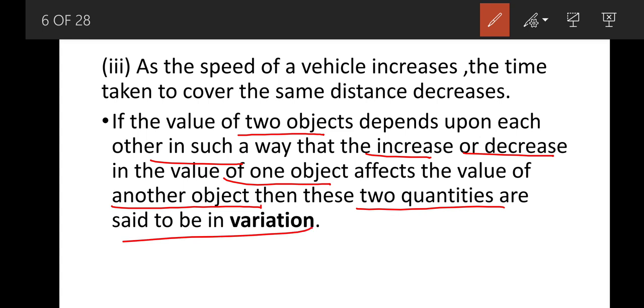So, two quantities are said to be in variation if any increase or decrease in one quantity causes the increase or decrease in the other quantity. Likewise, I told you the example that if I need to prepare the tea for more number of persons, I need to increase the quantity of water, I need to take more sugar, more spoons of tea leaves and more milk will be required. So this is a case. This is how we can define the variation.